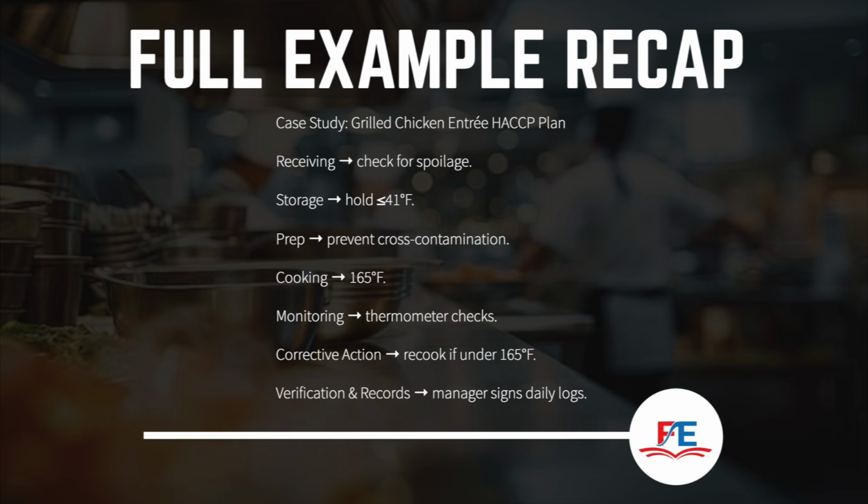Then we need to make sure that we're monitoring. Use a thermometer. Check every batch, every chicken, every burger that goes out in your restaurant. Check it to make sure it is hitting the minimum internal temperature. If it's not hitting the minimum internal temperature, that's where corrective action comes in. And we recook it. We recook undercooked chicken.